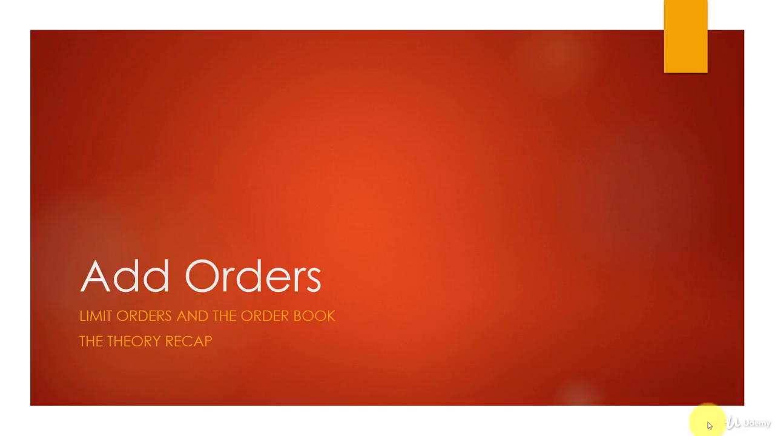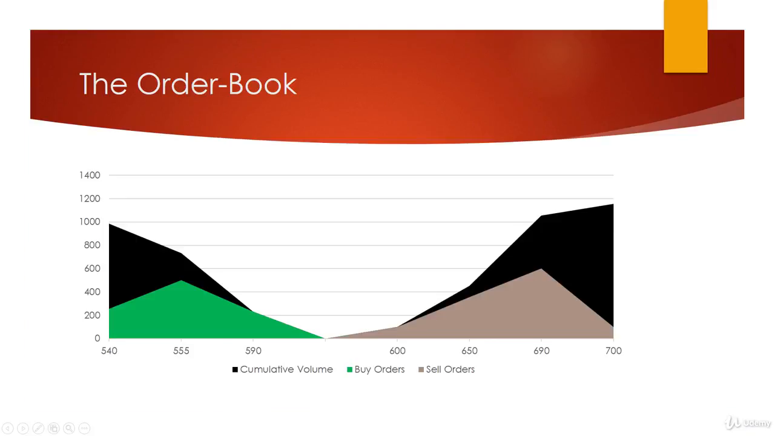Now in this whole section, we are talking about the limit orders and the order book. And in this particular lecture, we are doing a short theory recap just to have everyone on the same page. Now this graphic here is a typical order book graphic.